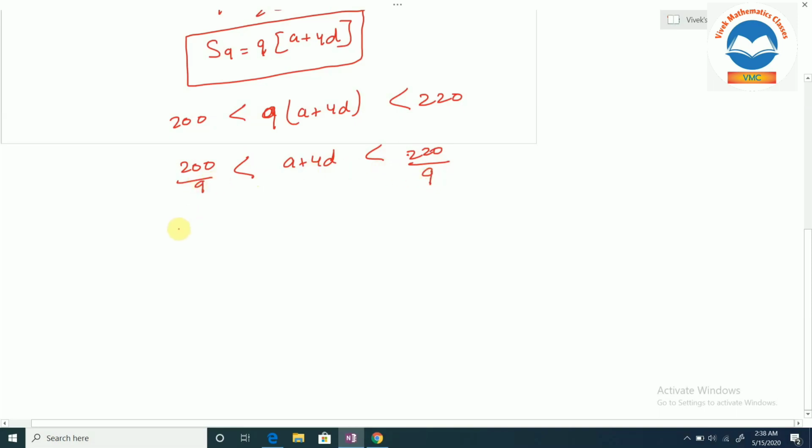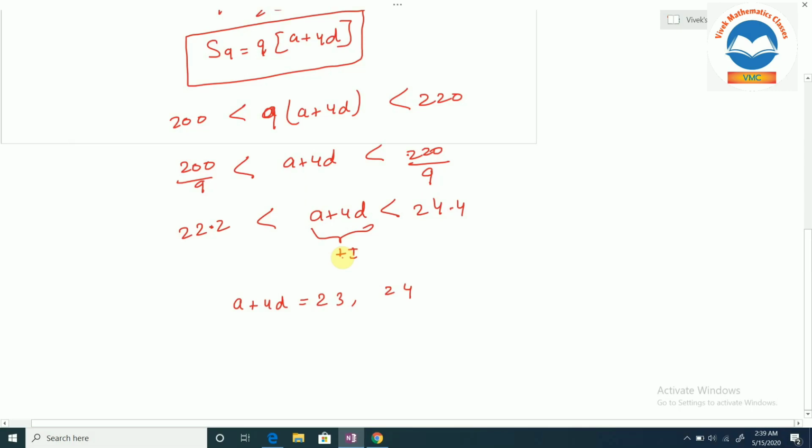If you divide this, we will get 2 times 18, again 0.2, less than a plus 4d, and this is less than 2 times 4 times. But they are saying that all terms are positive integers. It means this a plus 4d should be a positive integer. Positive integer means what? What will be the value of a plus 4d? Either a plus 4d will be 23 or 24. We will check for both.